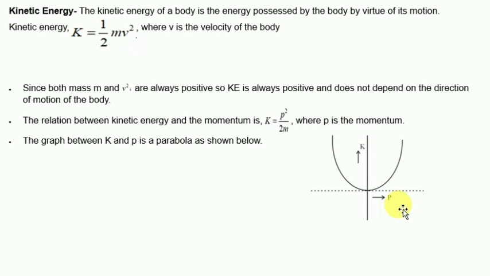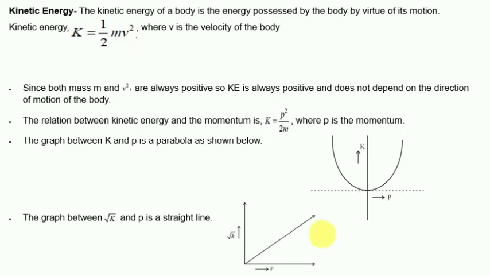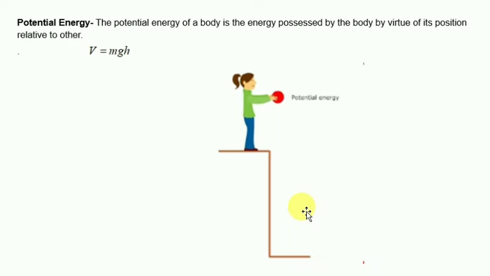You can also make an easier form of the graph, a straight line, of under root K and p, just removing the square. You can see that root K is directly proportional to p, so you can make this graph too. Now after kinetic energy, we will see potential energy with this example.